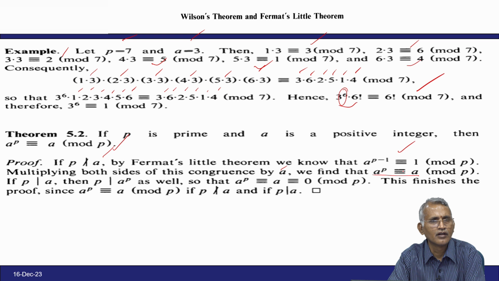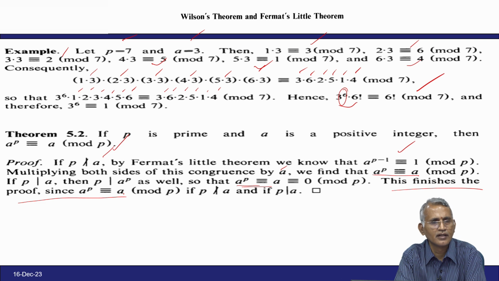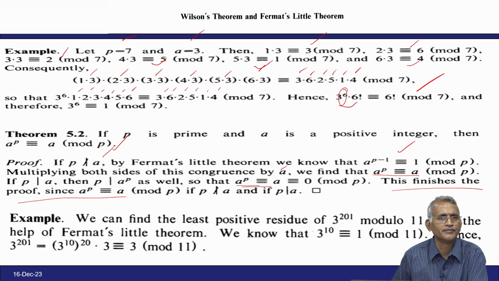If p divides a, then p divides a power p as well, so a power p is identically equal to a under modulo p, both being 0. This finishes the proof, since a power p is identically equal to a under modulo p both if p does not divide a and if p divides a. This way we can prove the Fermat's Little theorem.